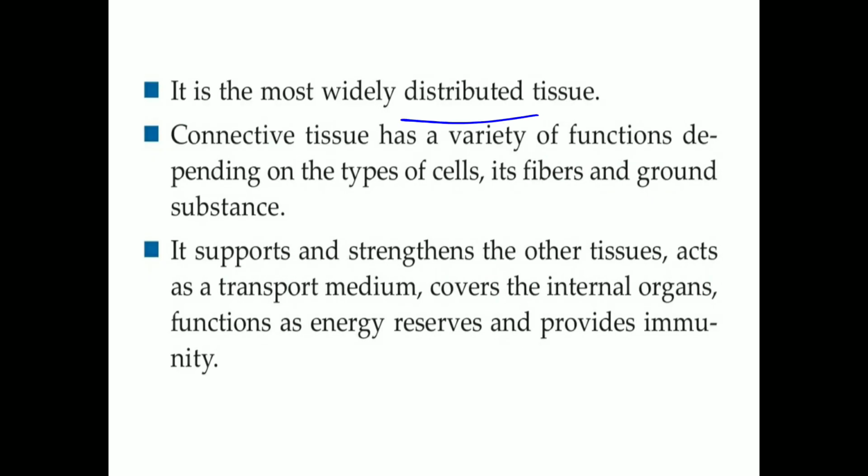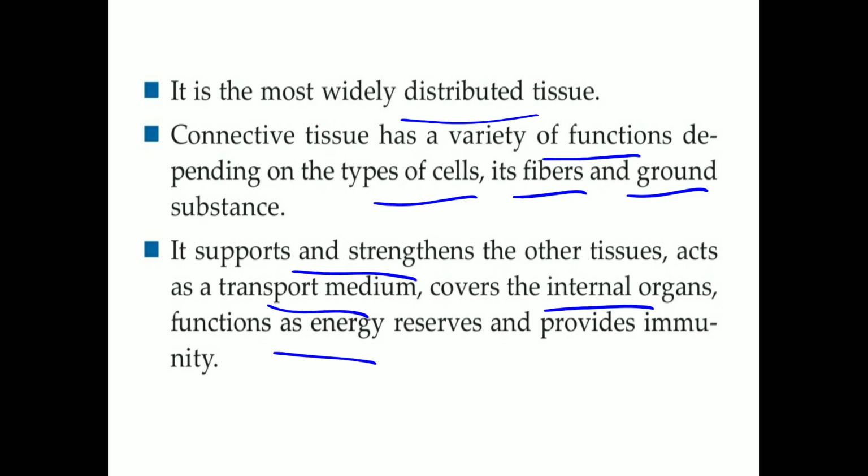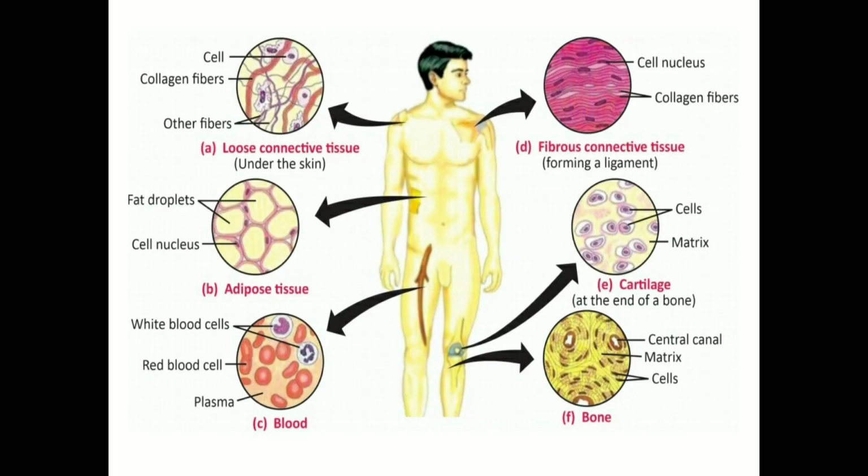And it is the most widely distributed tissue in our body. It has a variety of functions to perform, depending upon its type of cells, its fibers, and ground substance with which it is made. It supports and strengthens the other tissues. It acts as a transport medium. It covers the internal organs, functions as an energy reserve, and also provides immunity. Let's see how it does all these functions.